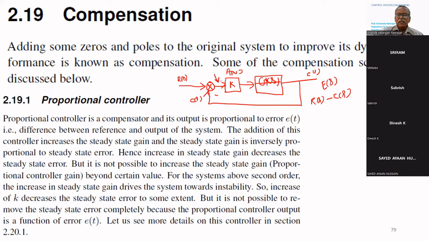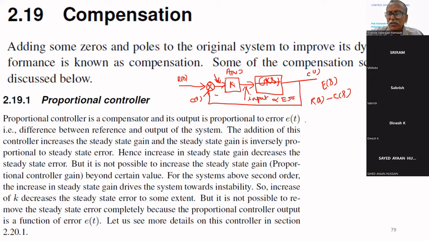So the error is given as input to this amplifier and it is amplified through this amplifier. In other words, the input to the system is an amplification of error, or the input to the system is proportional to error. That's why it is called a proportional control.